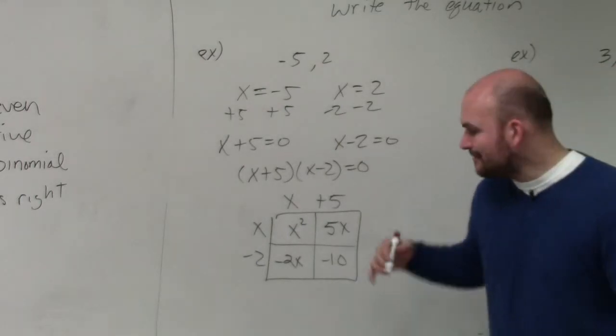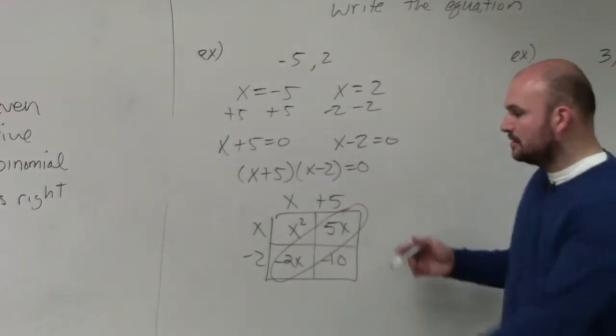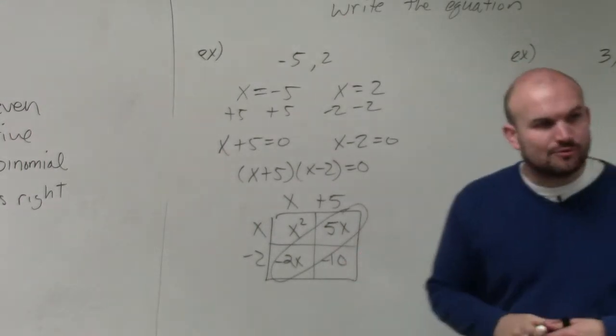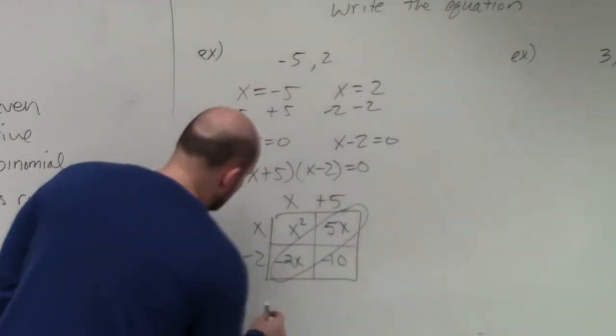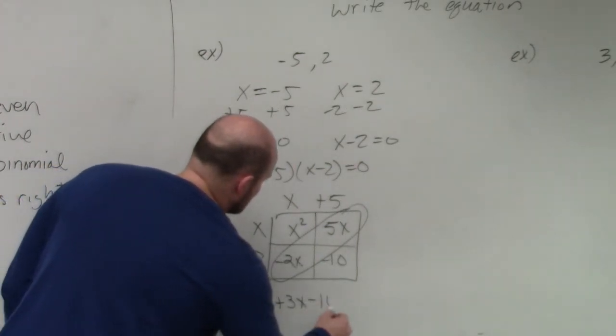What I like about the box method is that if you have them in descending order, your like terms will be on the diagonal. Now I can combine this to give me x squared plus 3x minus 10.